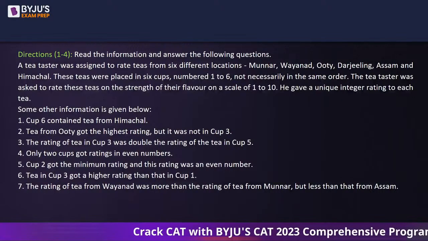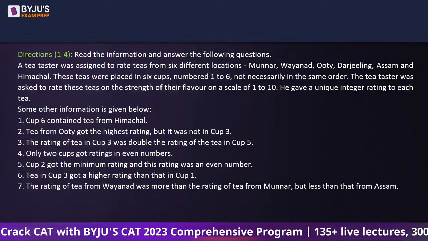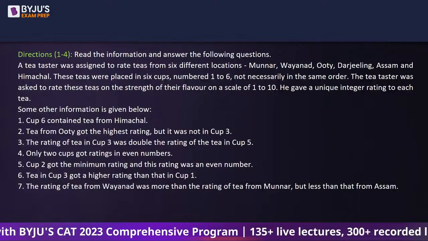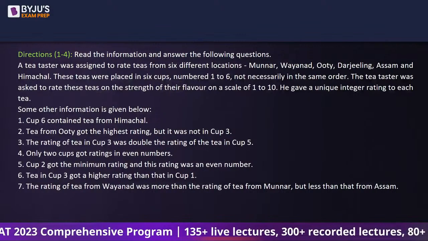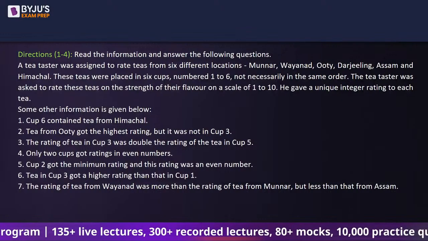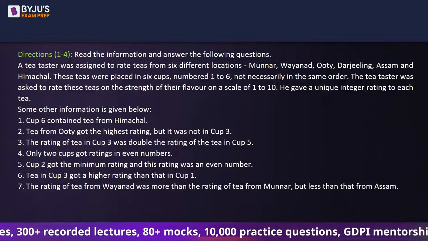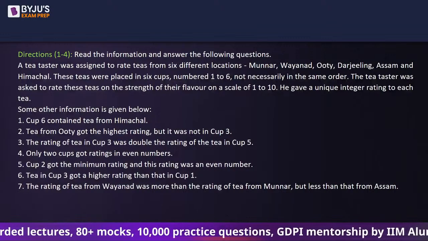Tea in cup 3 got a higher rating than in cup 1. The rating of tea from Wayanad was more than the rating of tea from Munnar, but less than that from Assam. Okay, so we have 3 attributes here. The first attribute being the location, the second one being the cup number, and the third one being the scale or the point awarded to it.